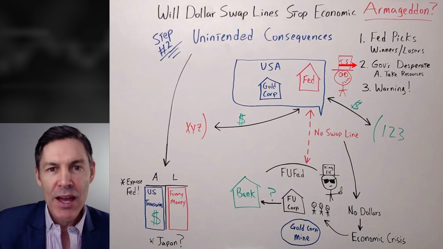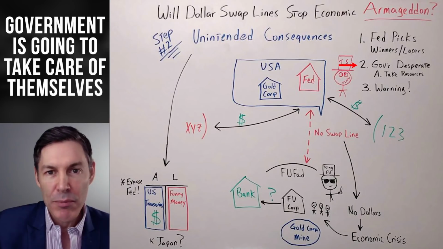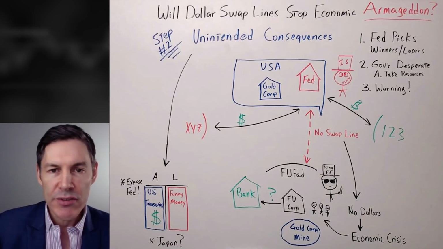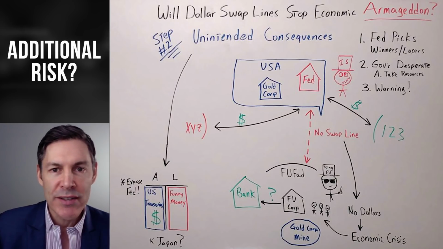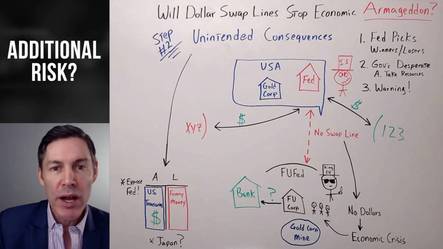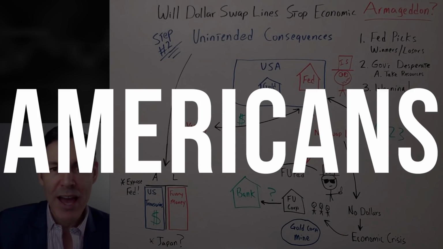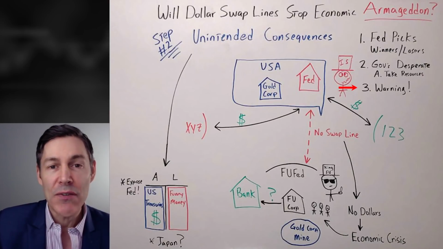At the end of the day, the government is going to take care of themselves above any individual or corporation. So we as investors need to look at these swap lines and look at our portfolios and ask ourselves if we have any additional risk that we're not considering because we might own a company that has an asset in one of these foreign jurisdictions. But this is really a warning to all Americans because as we go into a recession, if not a depression, right here in the United States.